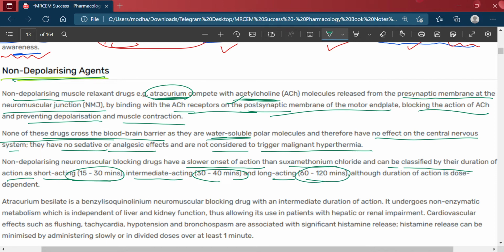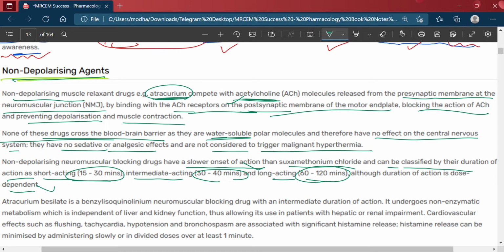Although duration of action is dose dependent, non-depolarizing neuromuscular blocking drugs have a slower onset of action than suxamethonium and are classified by their duration of action: short acting 15 to 30 minutes, intermediate acting 30 to 40 minutes, and long acting 60 to 120 minutes.